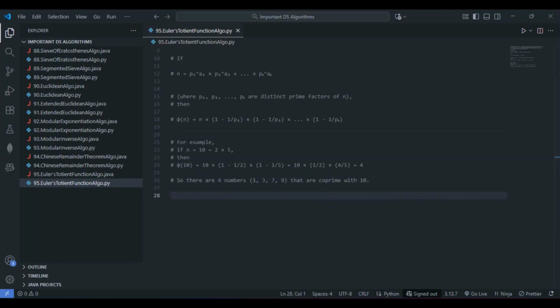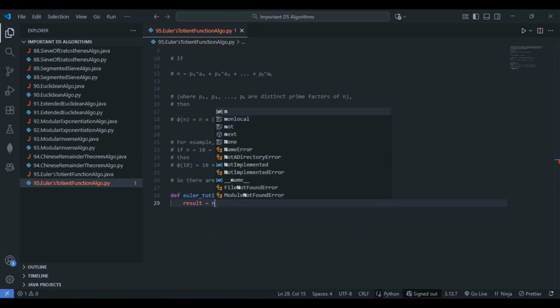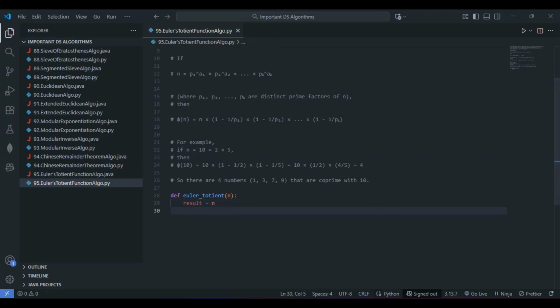Now let's try to articulate the same thing in the form of code. Let me write the function Euler totient of n. Within this function, let me assign result to n, nothing but we'll be starting with n.